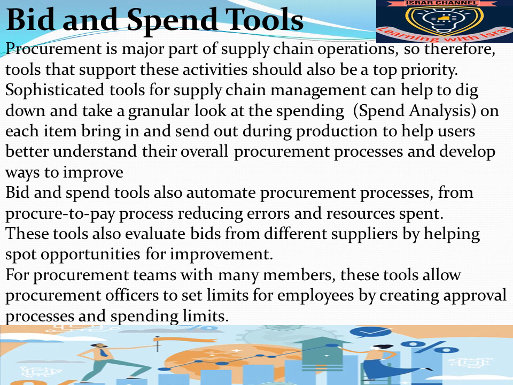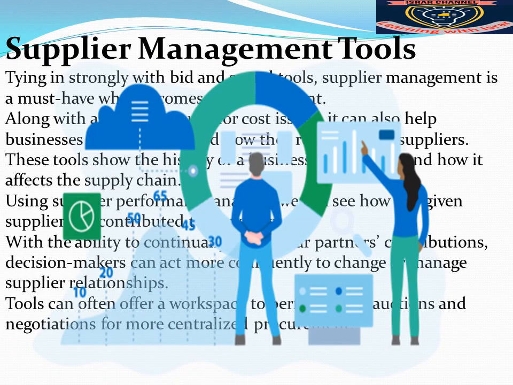Bid and spend tools also automate the procurement process from procure to pay, reducing error and resources spent. These tools also evaluate bids from different suppliers, helping spot opportunities for improvement. For procurement teams with many members, these tools allow procurement officers to set limits for employees by creating approval processes and spending limits.